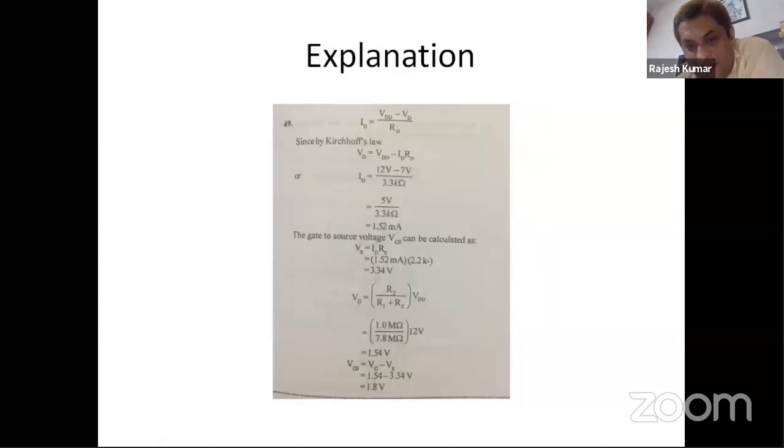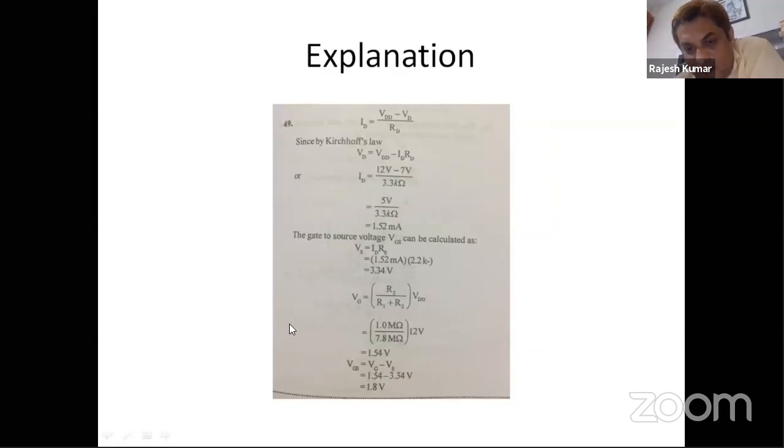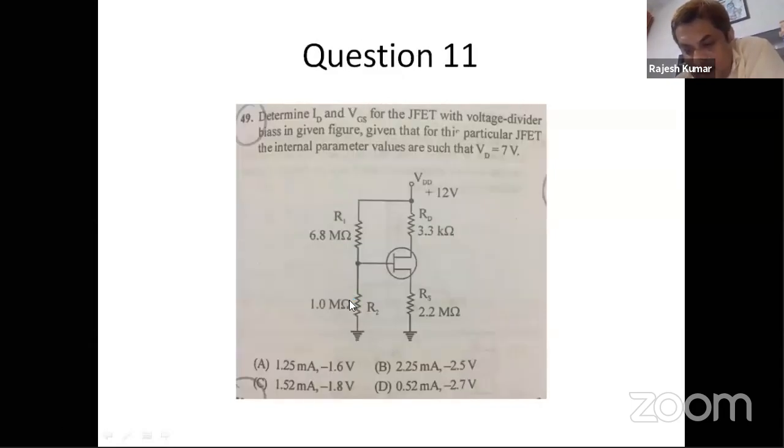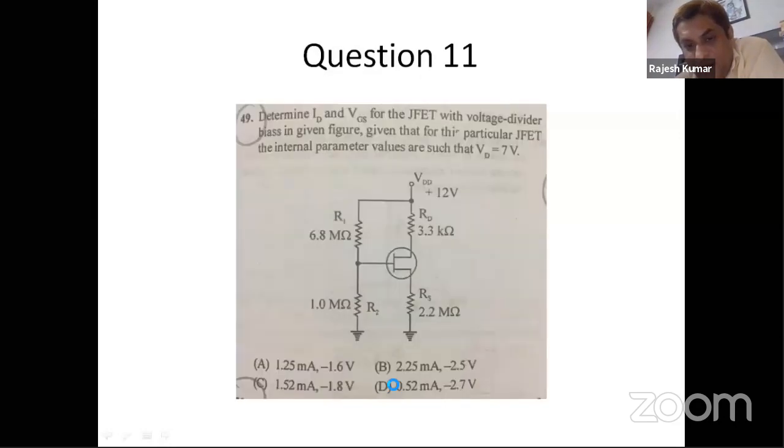So R2 is given as 1 mega ohm and R1 plus R2 comes out as 7.8 mega ohm, and VDD is given as 12 volt, so VG is 1.54 volt. VGS is the difference between VG and VS, that is 1.54 and 3.34 volts, and ultimately it comes out as minus 1.8 volt. So the situation is 1.52 milliampere and minus 1.8 volt. C will be the answer in this case: 1.52 milliampere and minus 1.8 volts.